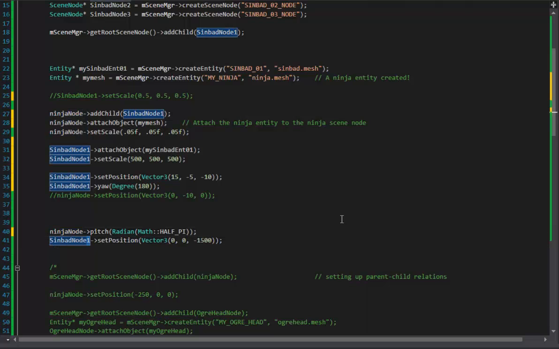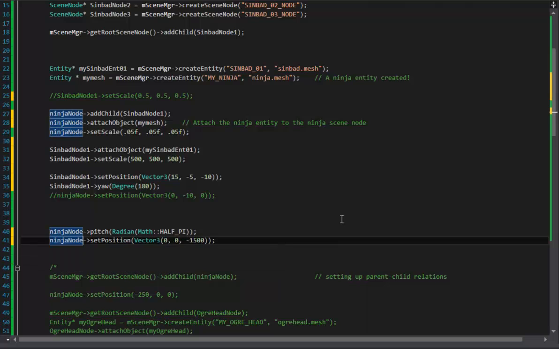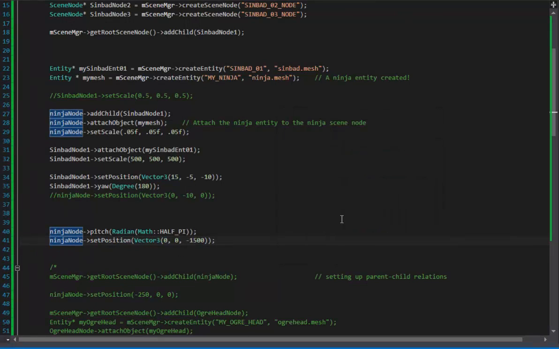And then set its position. And then we'll see if it looks like it's correct. If not, we'll just make modifications to it. And then we'll add the other 3 ninja nodes as well. I mean, Sinbad nodes as well.